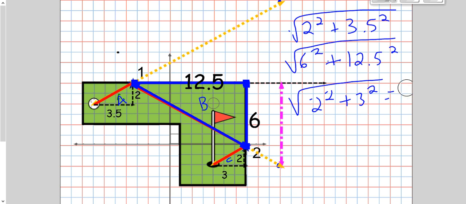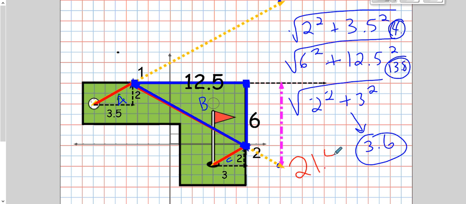So the square root of 2 squared plus 3 squared would be 3.6 roughly. 6 squared plus 12.5 squared would be about 13.8 roughly. You could probably argue 13.9 if you're rounding to the tenth. 2 squared plus 3.5 squared, and taking the square root of that is right around 4.03, so we'll just say 4 flat. And then I would just add these up. My final value for the distance, 4 plus 13.8 plus 3.6, would give me a total distance of 21.4 feet for this big hole-in-one route that I'm highlighting right here.